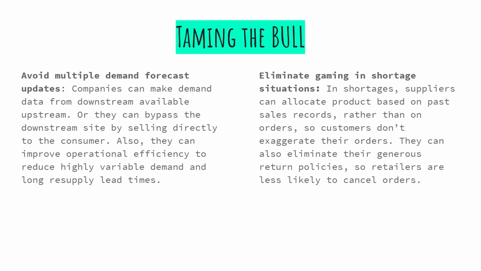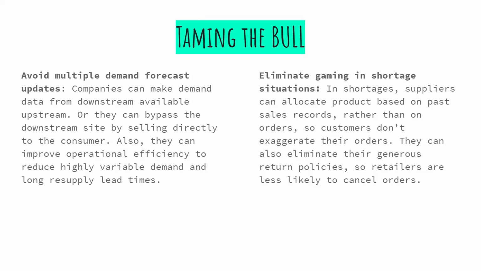To avoid multiple demand forecast updates, the companies should make the demand data from one stage of the supply chain available to other stages. In particular, demand data from downstream should be made available upstream. Another option is to sell to the customer directly by bypassing the downstream stages. Also, companies should improve operational efficiency to reduce highly variable demand and long resupply lead times.